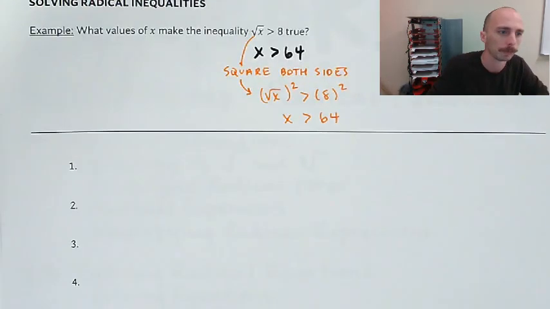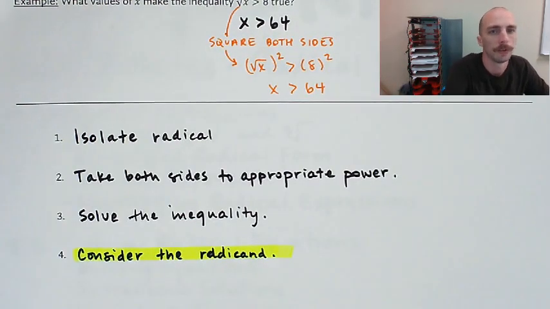Let me show you the steps. Like with the radical equations, we're going to take the same steps. We're going to isolate the radical. We're going to take both sides of the inequality to an appropriate power. We're going to solve the inequality. And with equations, if we squared both sides, we needed to check our answer. This is essentially what we're doing.